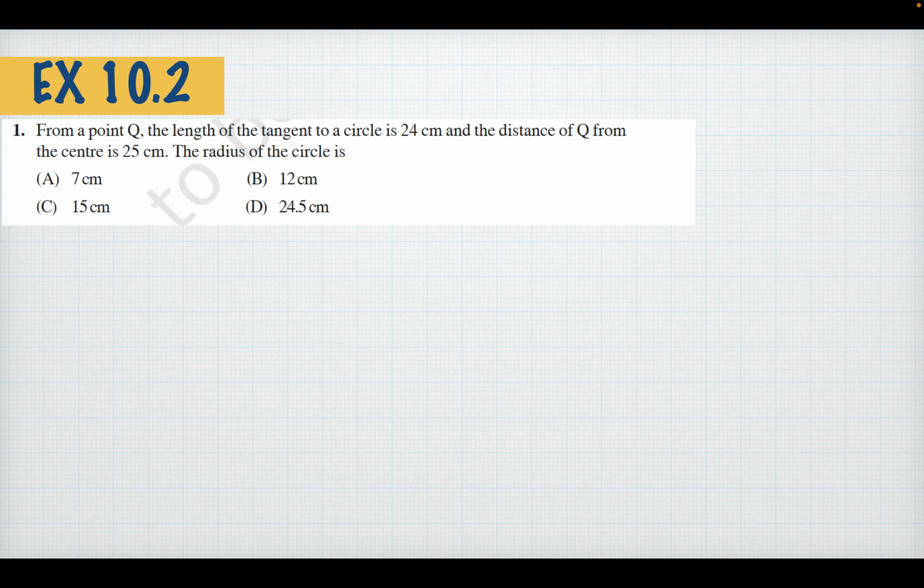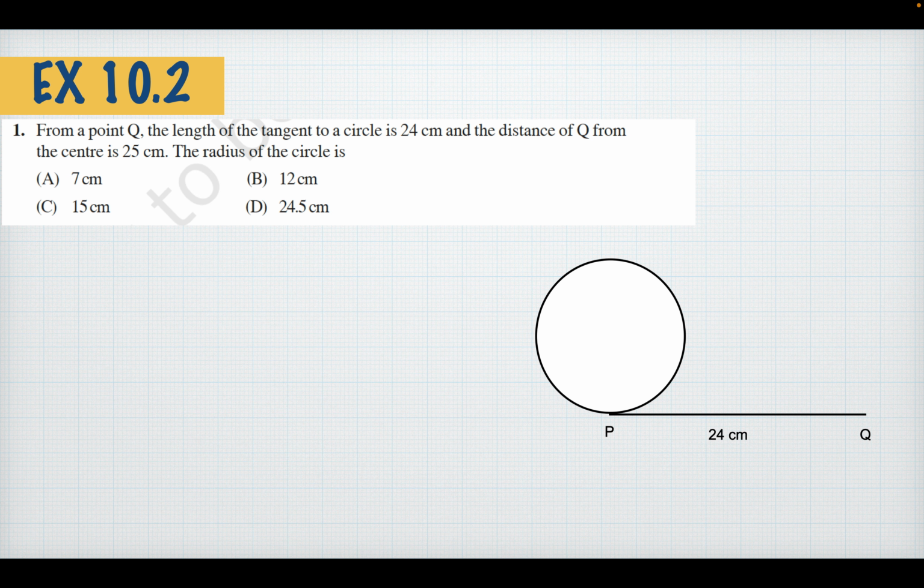Okay, the first question is, from a point Q, the length of the tangent to a circle is 24 centimeters and the distance of Q from the center is 25 centimeters. The radius of the circle is. So we draw a circle first, then from a point Q we draw a tangent, and let's say this tangent meets the circle at point P. The length of this tangent is 24 centimeters and the distance of Q from the center is 25 centimeters.